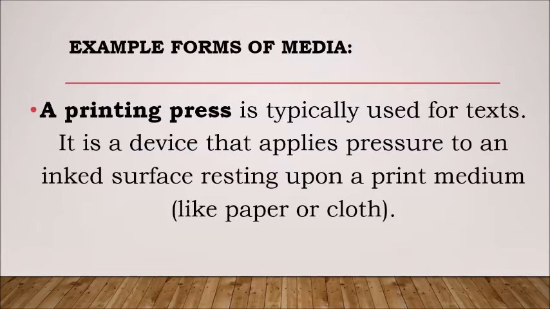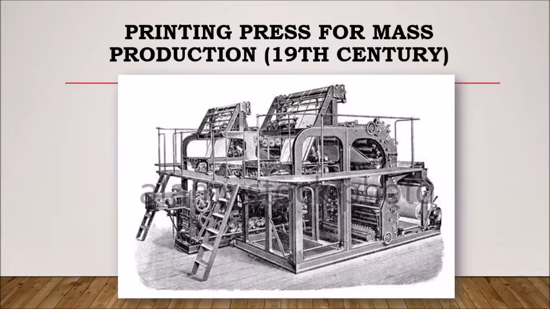One of the most significant events during the industrial age is the invention of the printing press. The printing press is typically used for text. It is a device that applies pressure to an inked surface resting upon a print medium, just like paper or cloth. We have here an example of the earliest form of printing press.